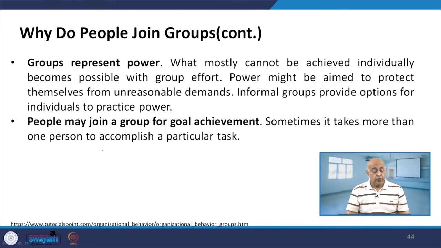Groups represent power. What mostly cannot be achieved individually becomes possible with group effort, and power might be aimed at protecting themselves from unreasonable demands. The informal groups provide options for individuals to practice power. Therefore, whenever we have informal groups, options will be provided for practicing power.